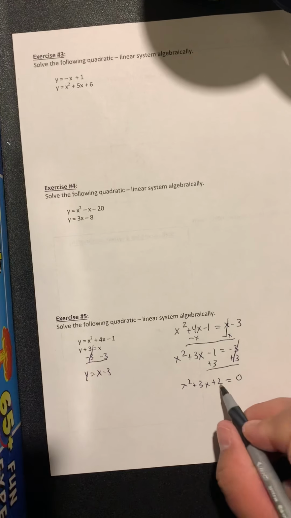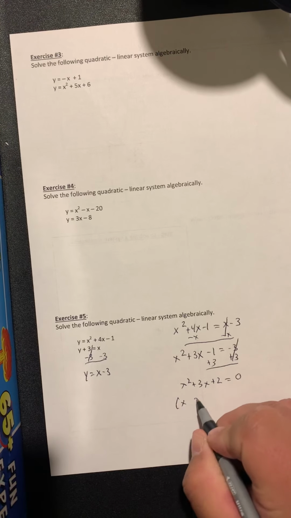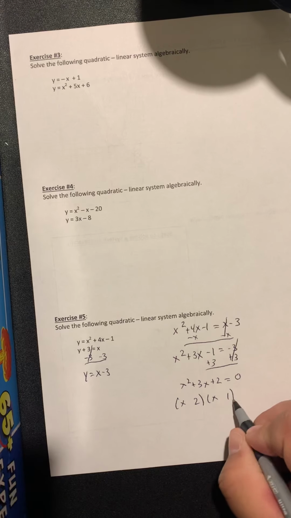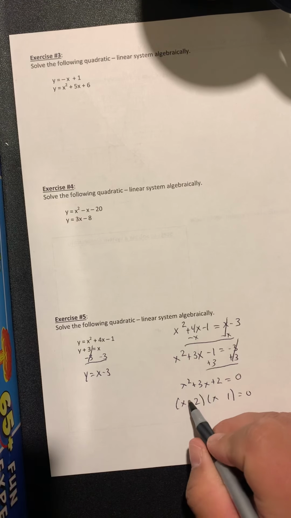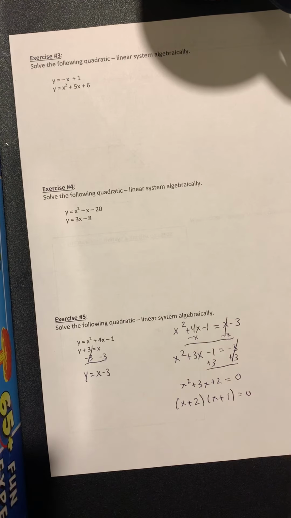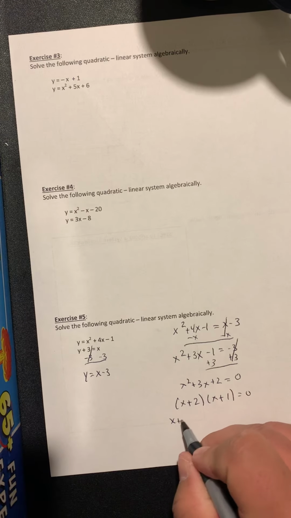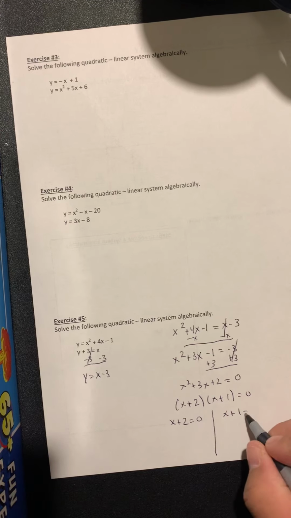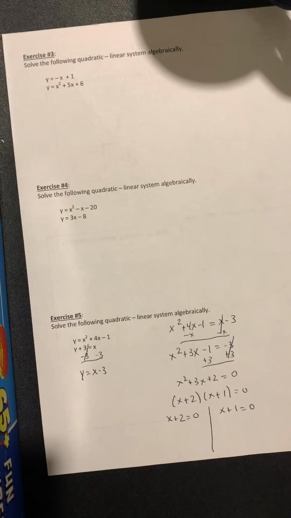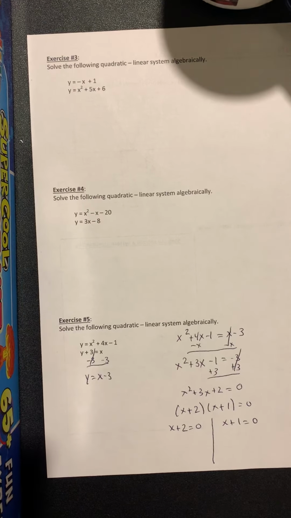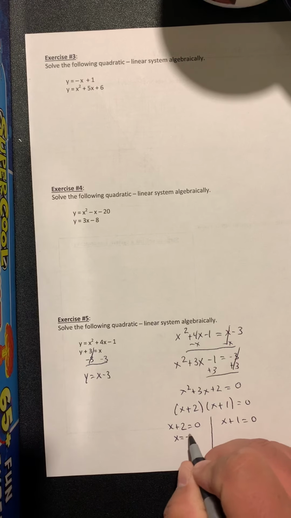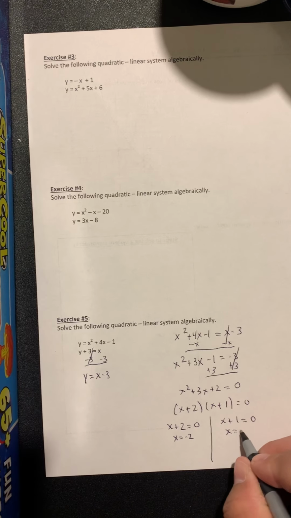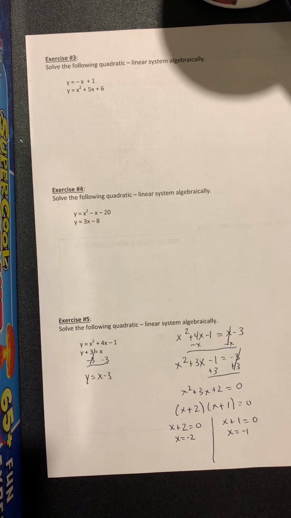Now what are the factors of 2 that add to 3? That would be 2 and 1. This goes with the bigger number. This tells me they're the same. So I have x plus 2 equals 0 and x plus 1 equals 0. On this side, I have x equals negative 2. On this side, I have x equals negative 1.